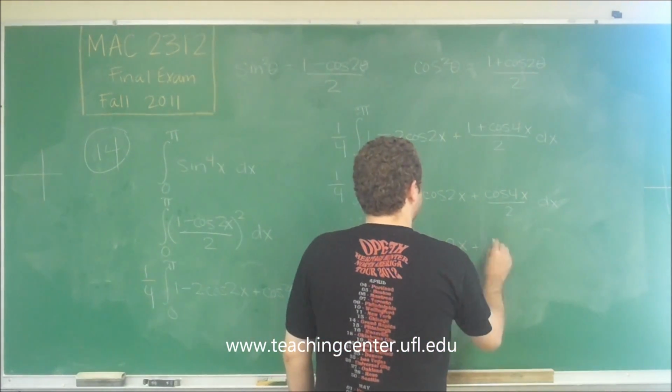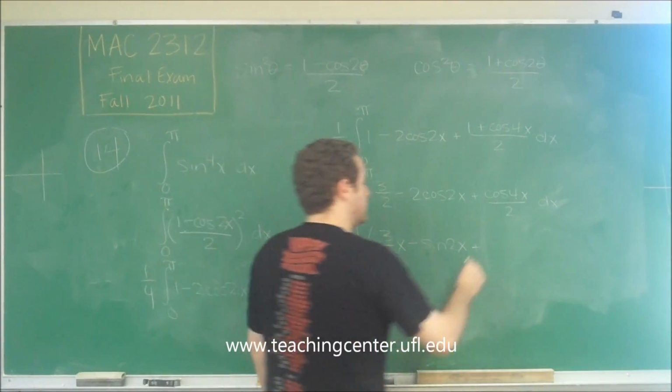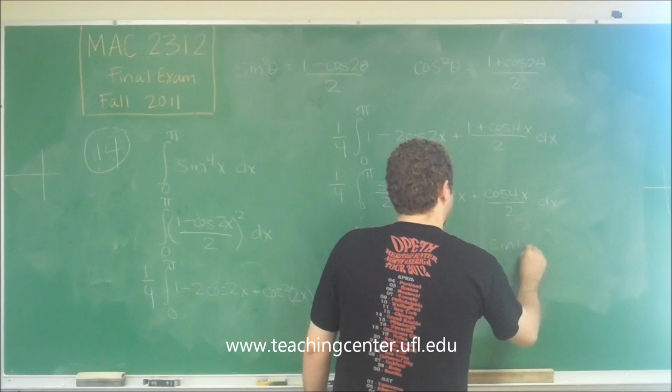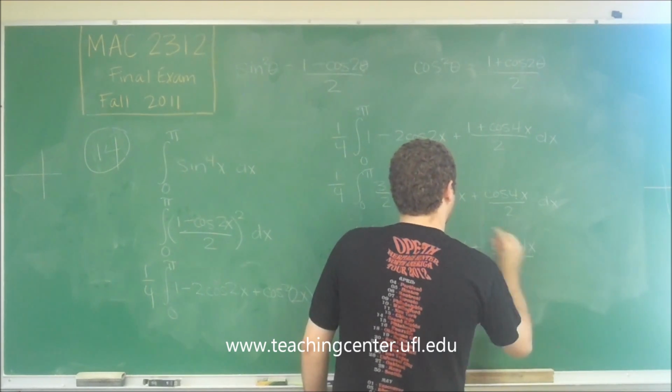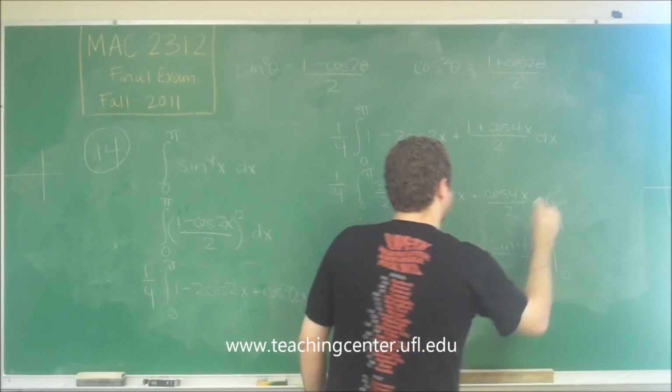And here, on the same token, we have a 4 inside, so we're going to have to divide by that 4 when we change this to sine. So we're going to get sine 4x over 8. And this is all going from 0 to pi.